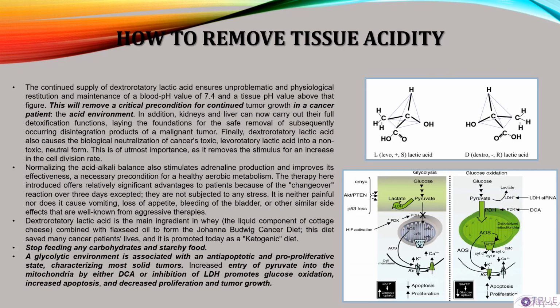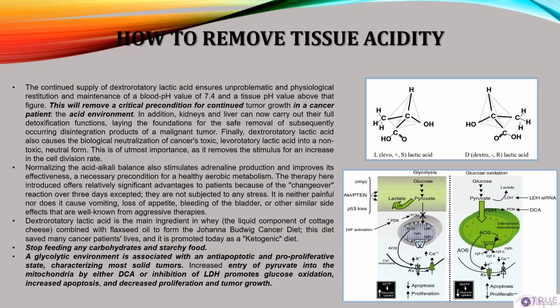How can we remove tissue acidity then? Well, the continued supply of dextrorotatory lactic acid ensures the unproblematic and physiological restitution and maintenance of a blood pH value at 7.4 and a tissue pH value slightly above that. And this will remove a critical precondition for continued tumor growth in a cancer patient, namely the acid environment that we've discussed. Additionally, the kidneys and liver can now carry out their full detoxification functions, laying thereby the foundations for the safe removal of subsequently occurring disintegration products of a malignant tumor.